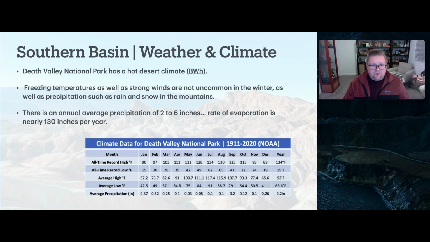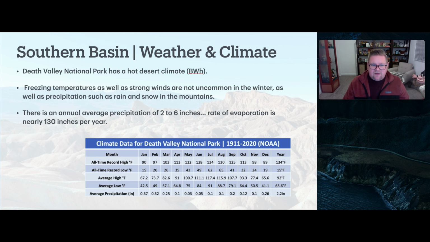Death Valley National Park has a hot desert climate in the Köppen climate classification, known as a BWH. They receive freezing temperatures as well as very strong winds, as well as precipitation such as rain and snow in the mountains. It doesn't get a lot of rain. It usually gets maybe 2 inches of rain per year, and it's usually one big event. There is an annual average precipitation between 2 to 6 inches.